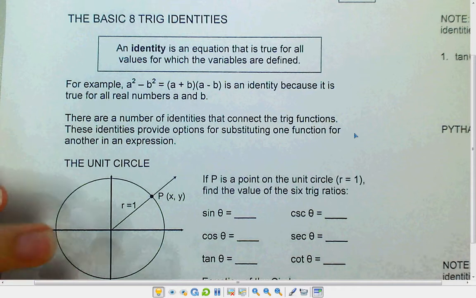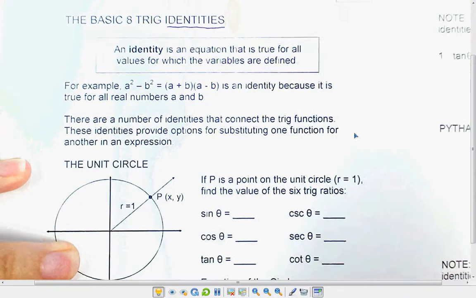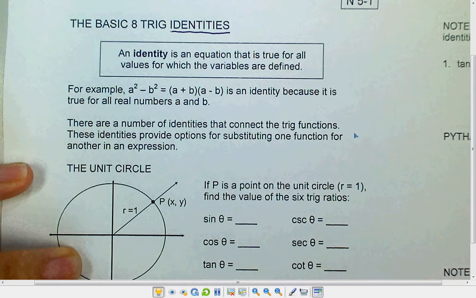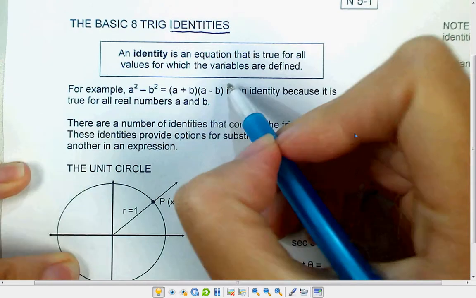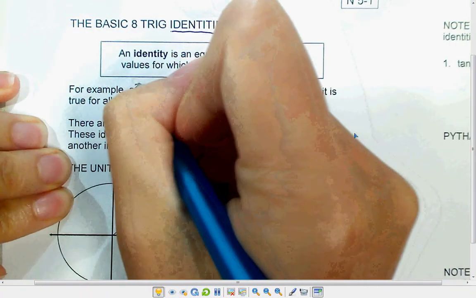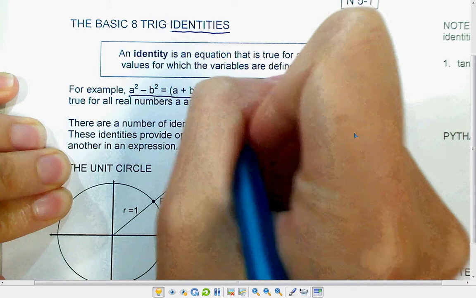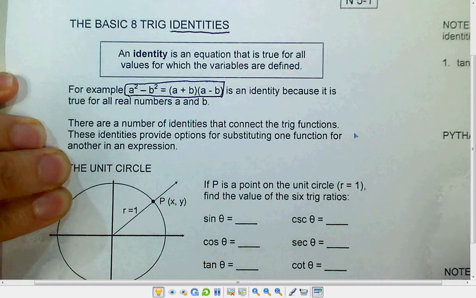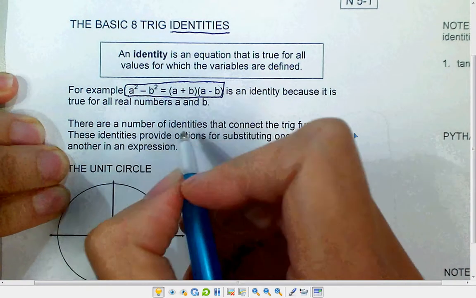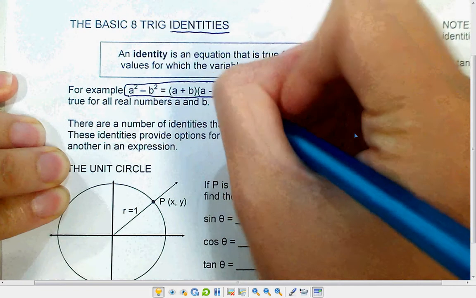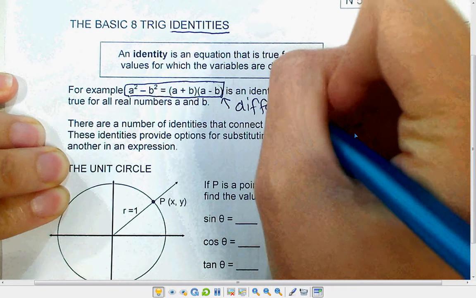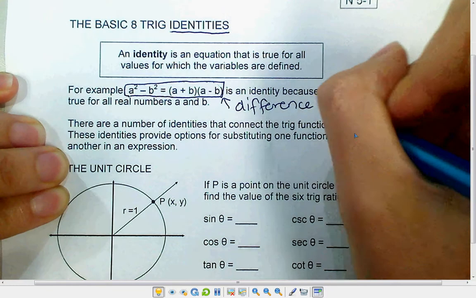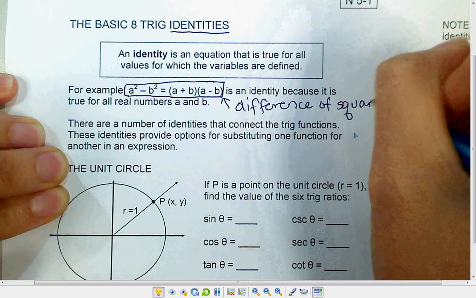Our new unit is going to be on trig identities. An identity is an equation that is always true no matter what your variable is. So for example, a squared minus b squared equals (a plus b)(a minus b). This is an identity because no matter what you put in for a and b, this will always be true. And this is something that you might remember from our very first unit. This is the difference of squares formula.